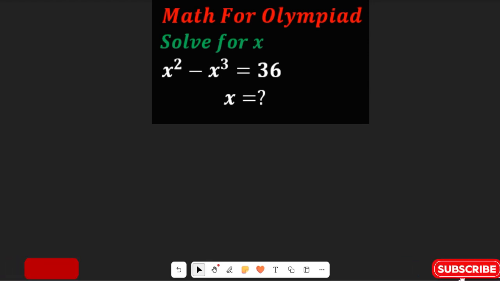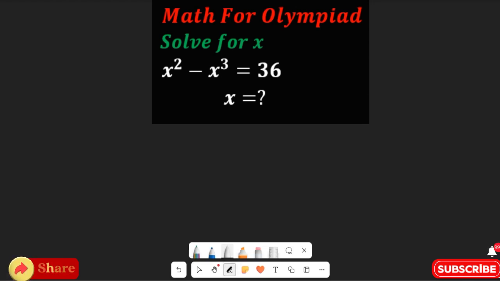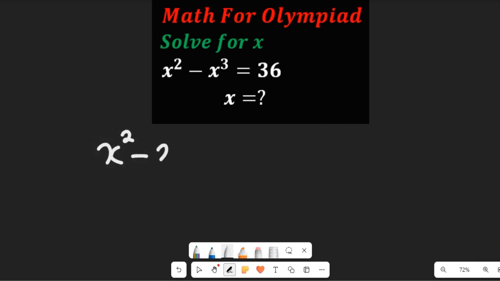For the fact that we have the greatest power to be 3, that means we should have 3 solutions from this math expression. Now let's get started. From this expression, I can simply take off the 36 to the left hand side. And if I take 36 to the left hand side, I'm going to have x squared minus x to the power of 3 minus 36 to be equal to 0.